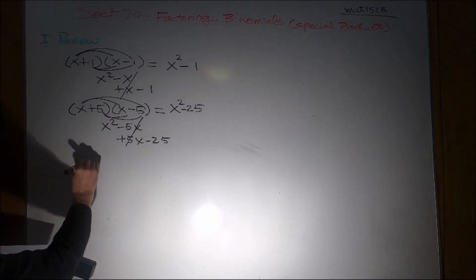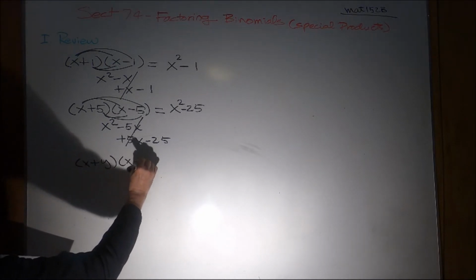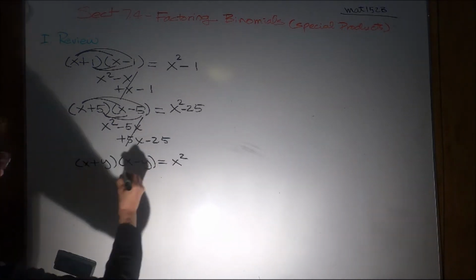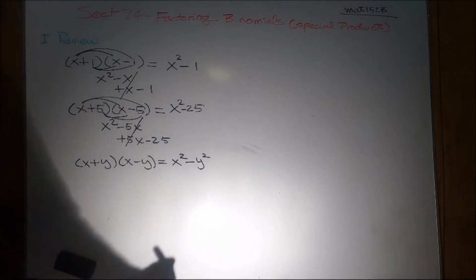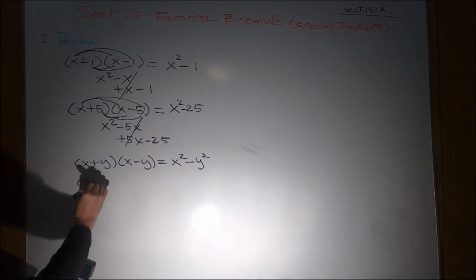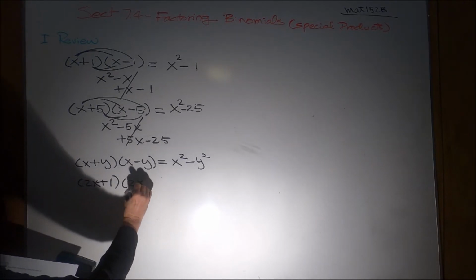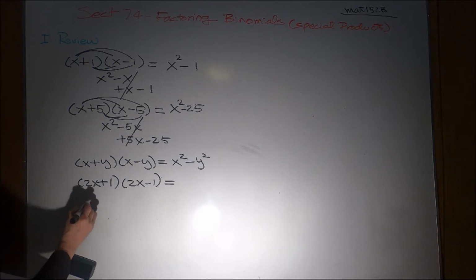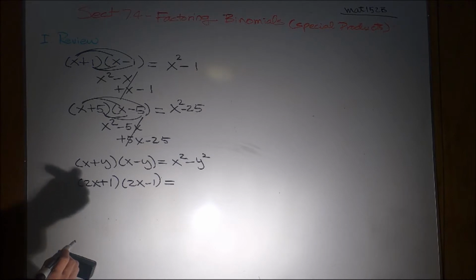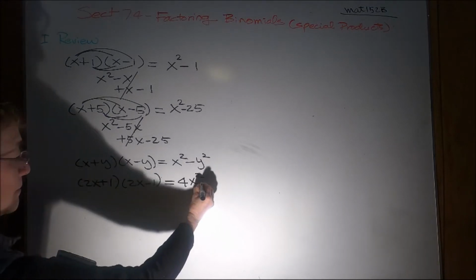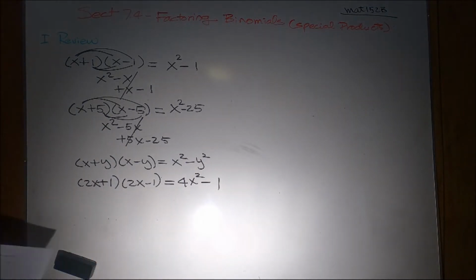So if I have x plus y times x minus y, what do you think the answer should be? It should be first square minus second square. Is that right? So if I have 2x plus 1 times 2x minus 1, what do you think? First square, 2x times 2x. Don't give me 2x squared. It should be what? 2 times 2 is 4x squared and minus 1 second square, right?